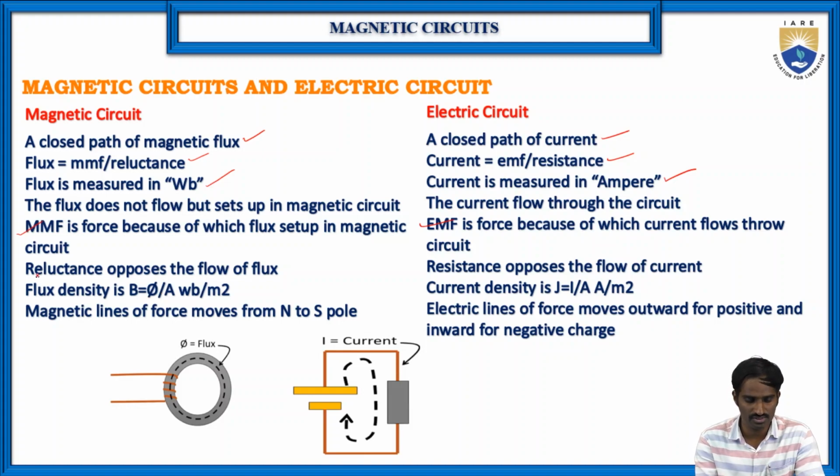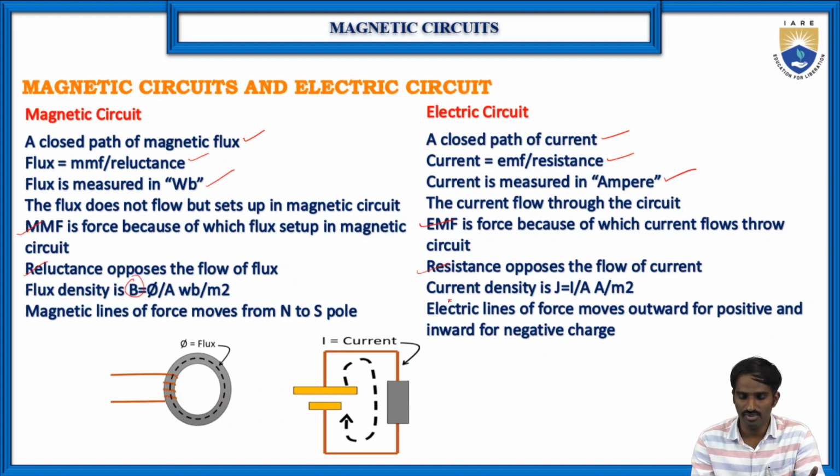Then of course, what we just heard is that reluctance opposes the flow of flux, and here the resistance opposes the flow of current. So that is the difference between the reluctance and the resistance. And the flux density, which is phi by A, so flux by area. That's why the unit for the flux density is Webers per meter square, and the flux density is represented by the capital B.